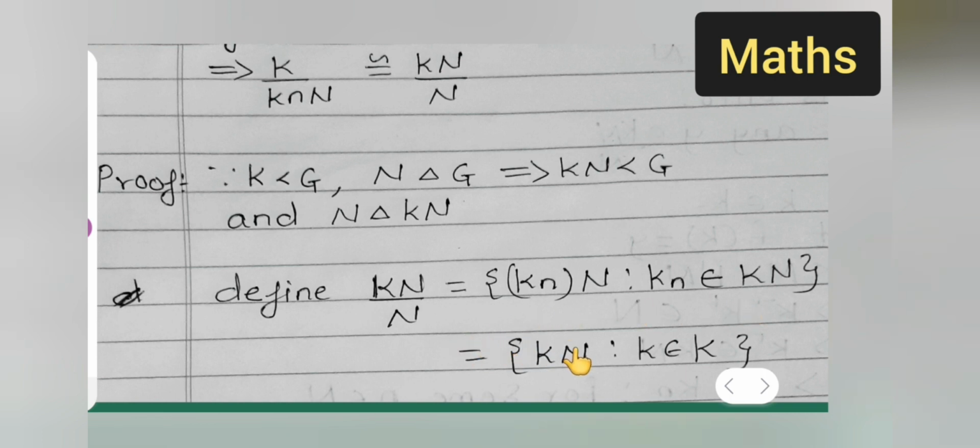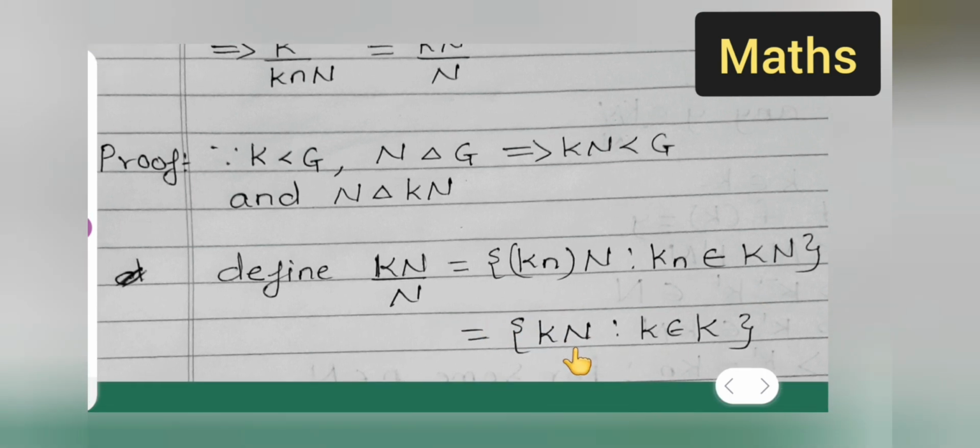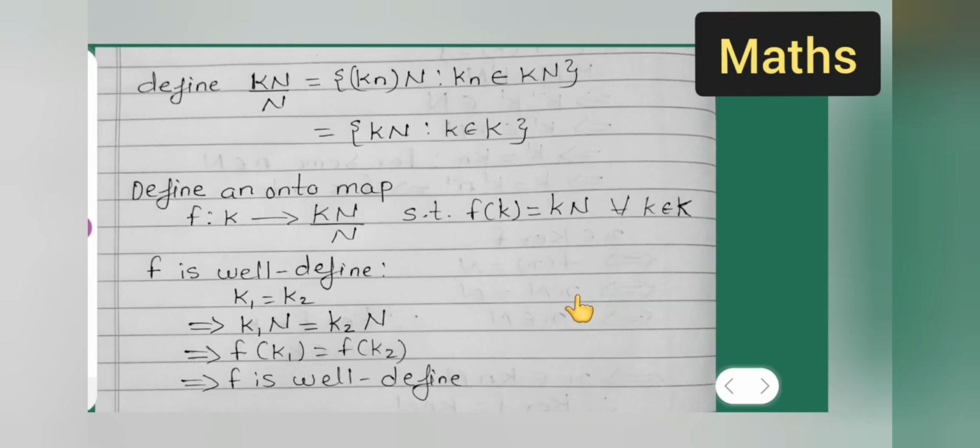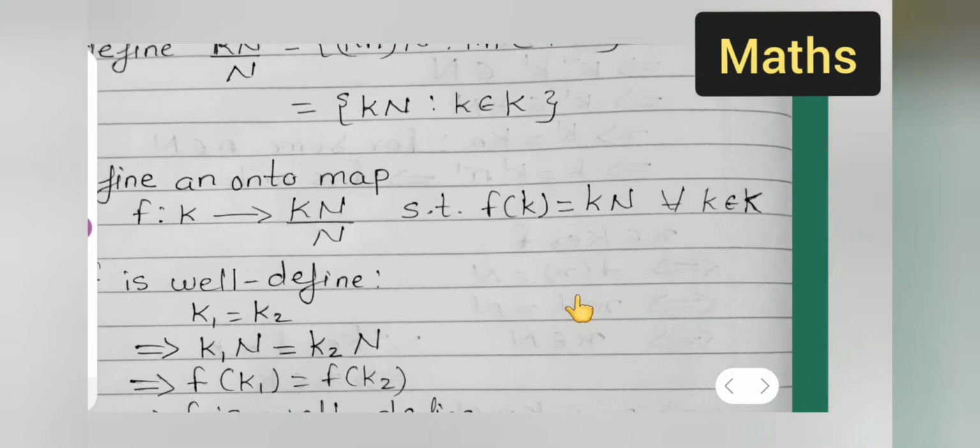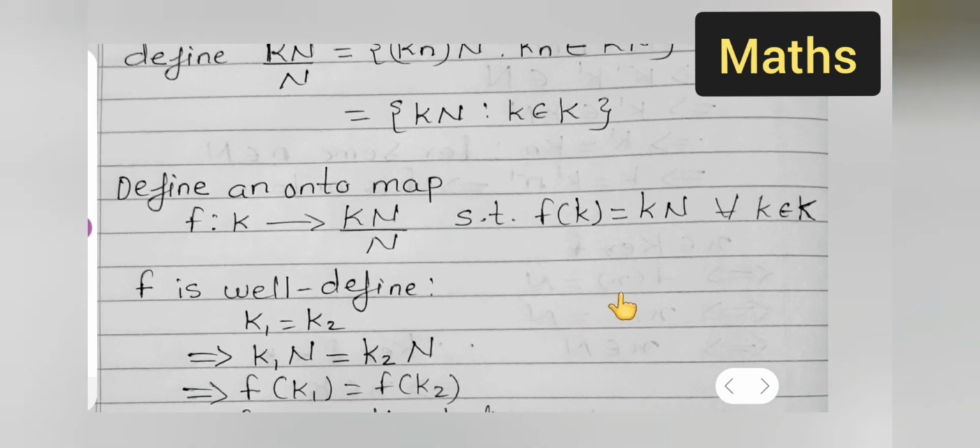Now this is equal to what? The set of kN, where this small k belongs to capital K. Now moving towards the next step, we define an onto map. So define an onto map f from K to KN upon N such that f of k is equal to kN for all small k belonging to capital K.